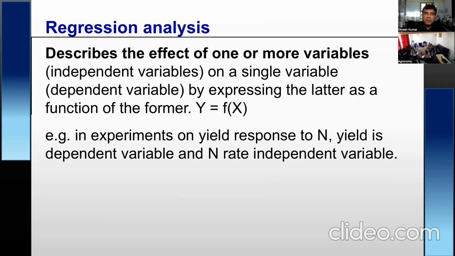So what people normally do is take only one variable and see the effect of this one independent variable on the dependent variable. Then this relationship is called simple correlation and regression analysis. If you take two or more independent variables affecting one dependent variable, then this kind of relationship is called multiple correlation and regression analysis.